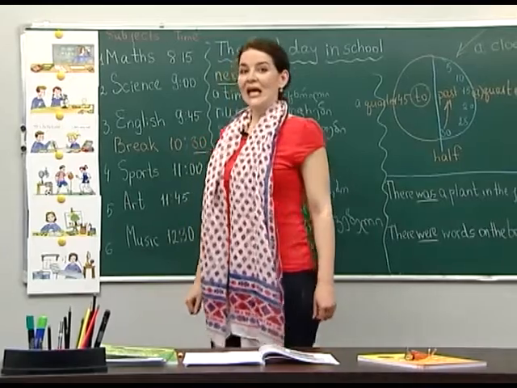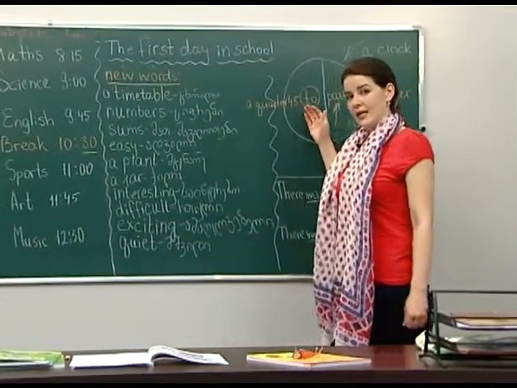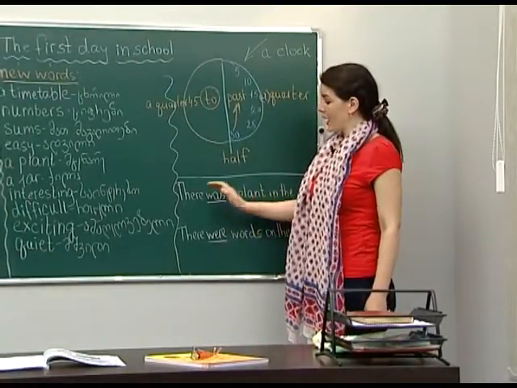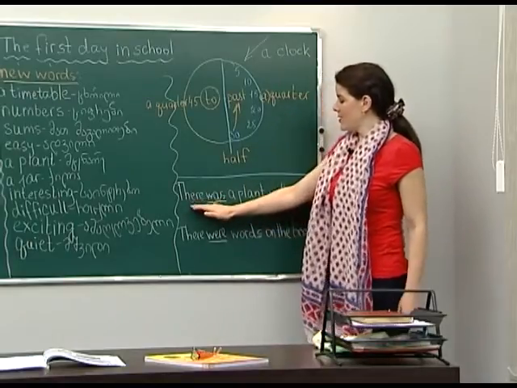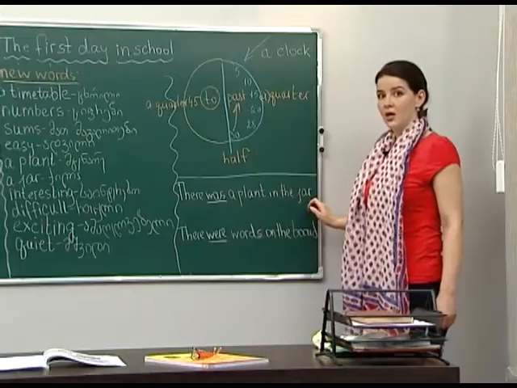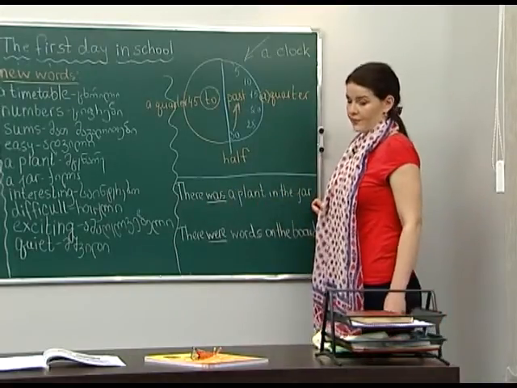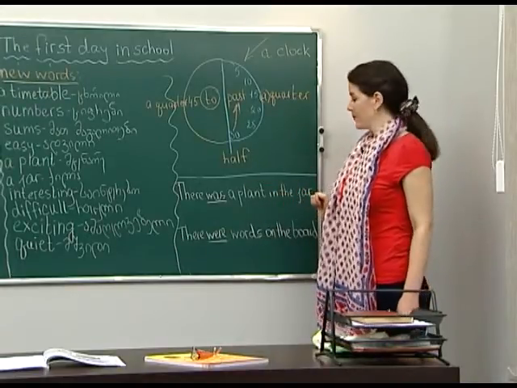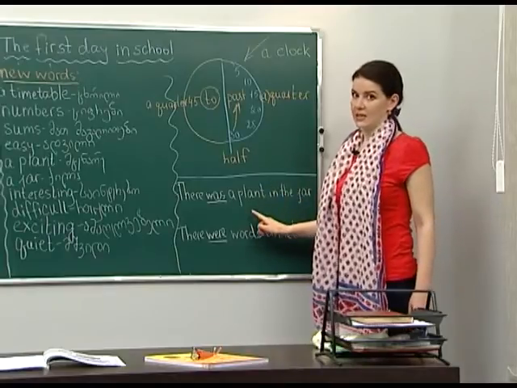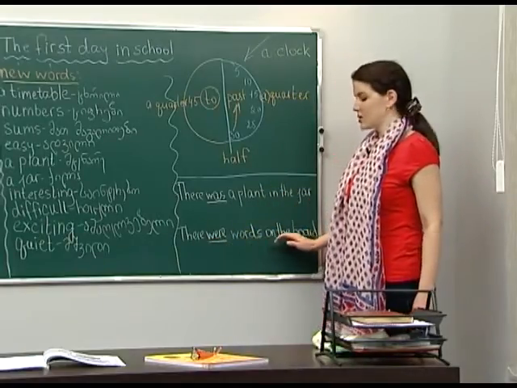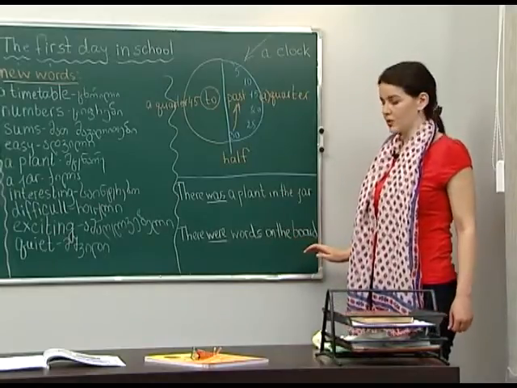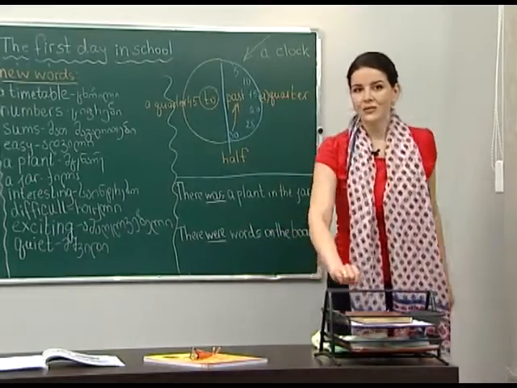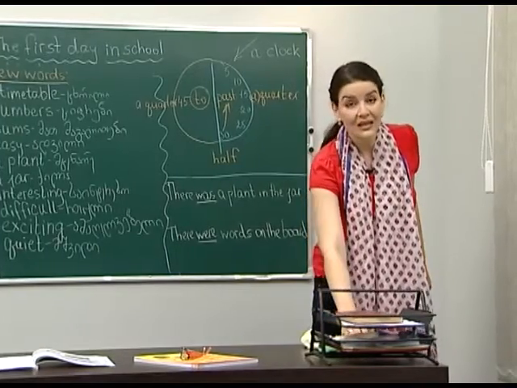Okay, good. Now, please look once again at this part of the board, and I will read you the sentence. There was a plant in the jar. There was a plant in the jar. Look, children, how we should translate this type of sentence. There were words on the board. There were words on the board.